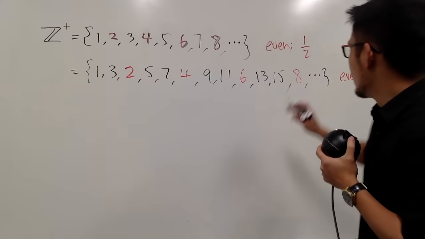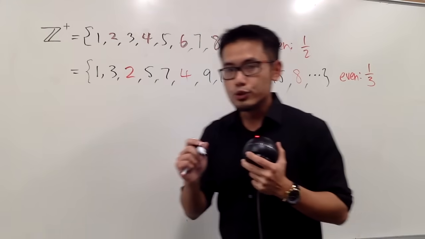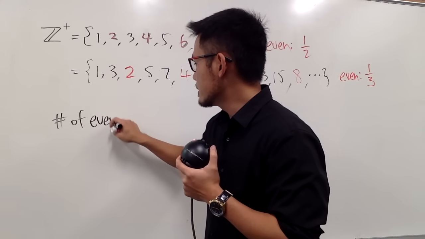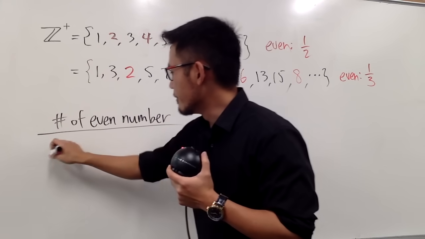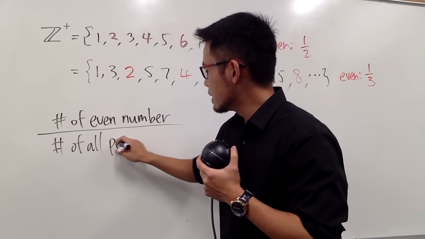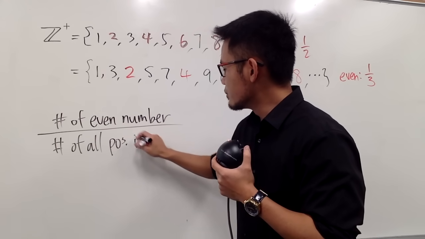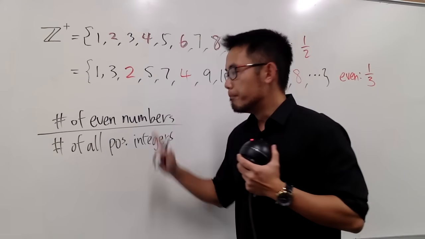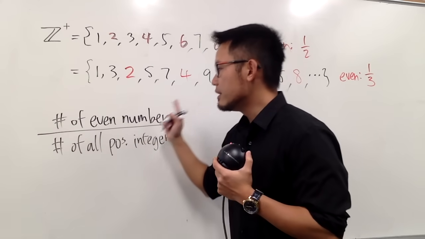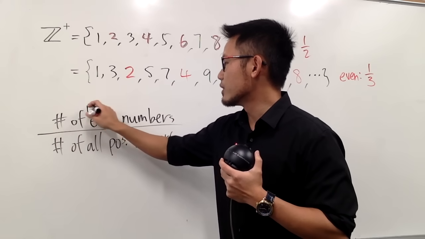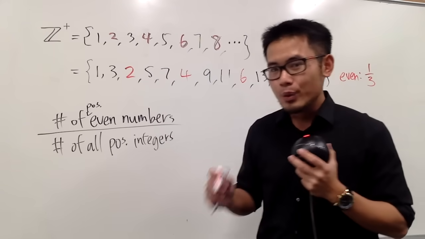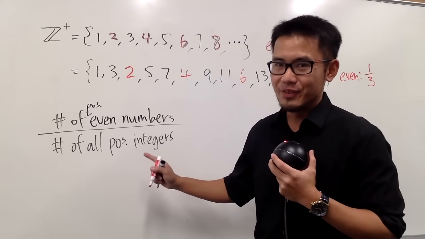So the deal is that what we did is, we were trying to take the number of the even numbers and divide it by the number of all the positive whole numbers, or positive integers, right? And the trouble is, both of these are infinite sets, right? Because we have infinitely many positive even integers, and likewise, we have infinitely many positive integers. Can we divide infinity by infinity?